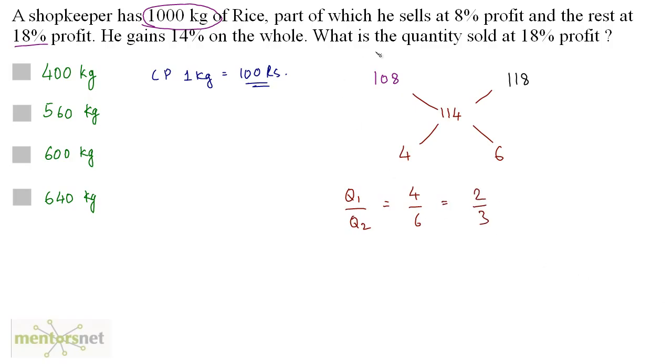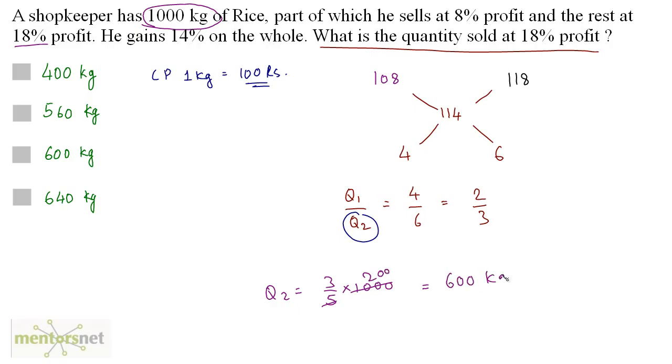Now we want the quantity which is sold at 18% profit. So which of these quantities is sold at 18% profit? Well, Q2 is sold at 18% profit. So this quantity will be 3 parts out of 3 plus 2, that's 3 parts out of 5 parts of 1000 kgs, so times 1000. This is from ratio and proportion, right? So 5 times 200 is 1000 and 200 times 3 is 600. So 600 kg is the quantity which is sold at 18% profit. So option C is the correct answer.